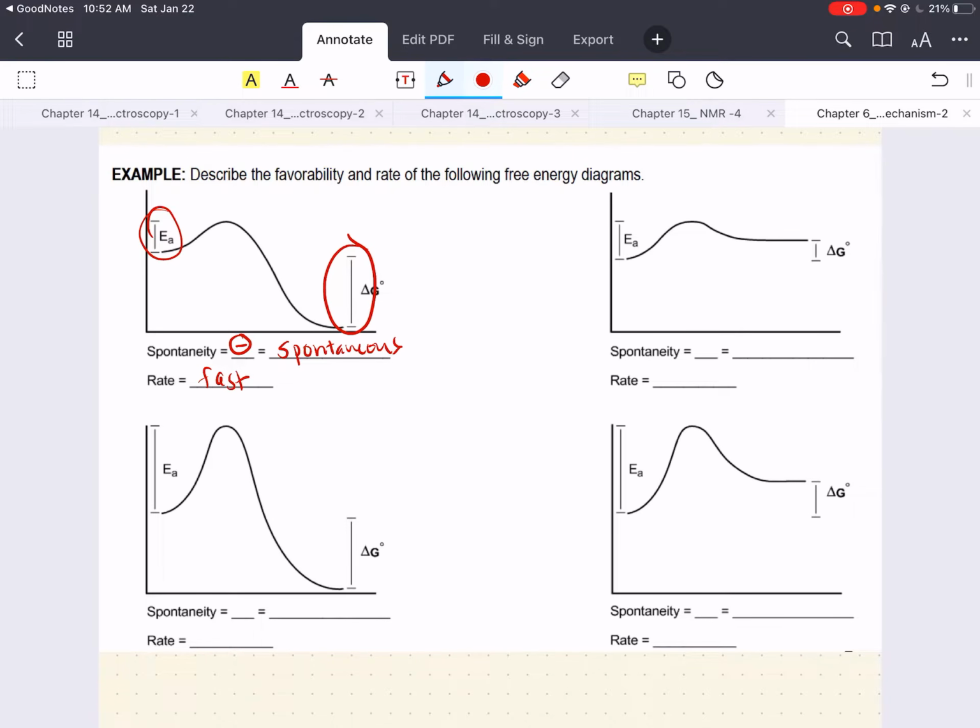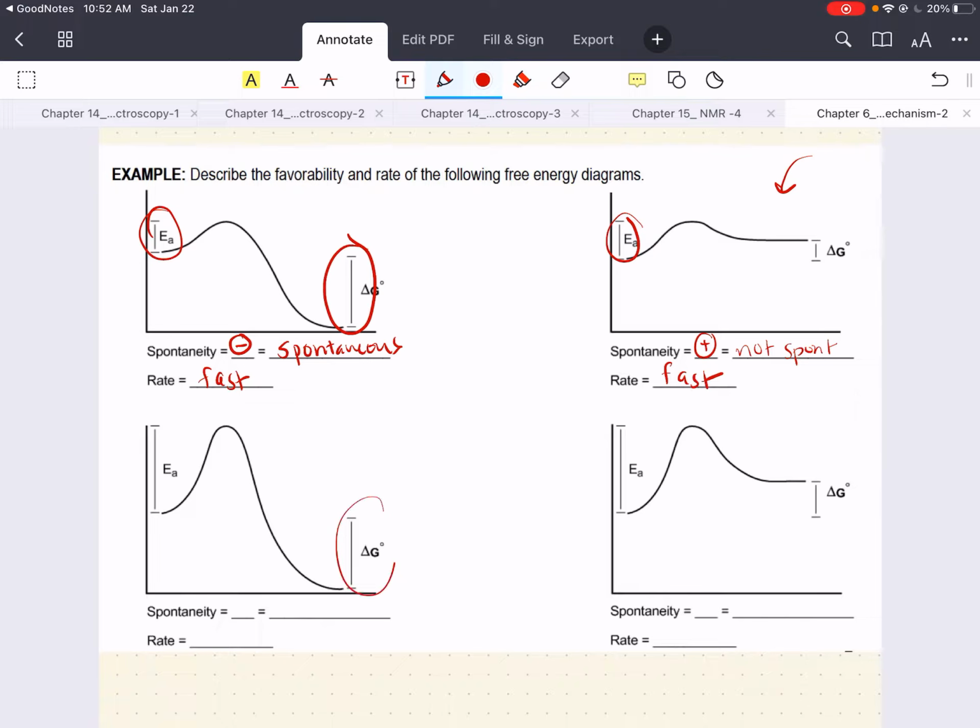Now, let's look at this one. Delta G looks like it is actually positive, and so this is not going to be spontaneous, but still, again, the activation energy here is pretty low, so the kinetics are going to be pretty fast.